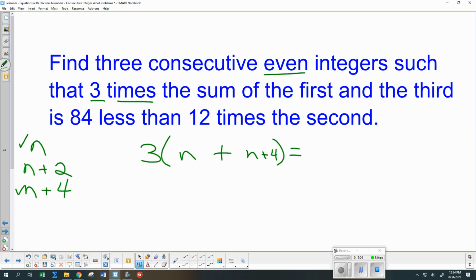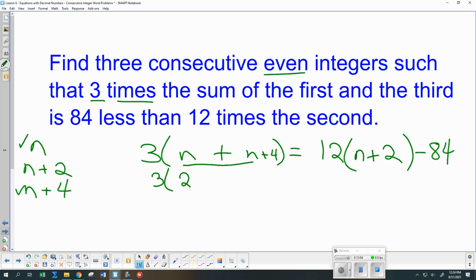That is 84 less than something, so I'm going to have to take 84 away from something. And the something is going to be 12 times the second one. Well, my second one over there is n plus 2. So then I do a little bit of PEMDAS and first simplify inside the parentheses since it's all numbers and variables. I'd say this could be a 2n. So this side is 3 times 2n plus 4.